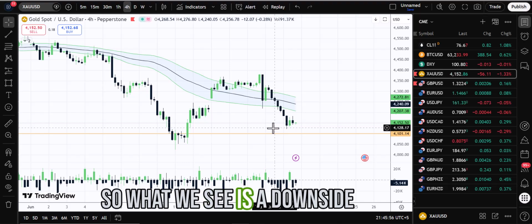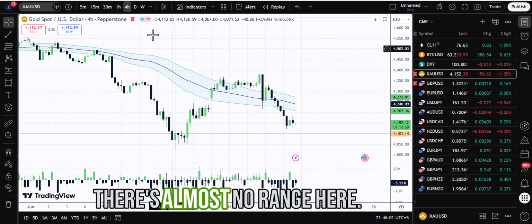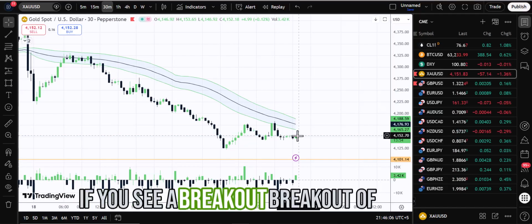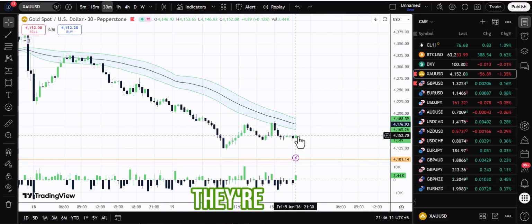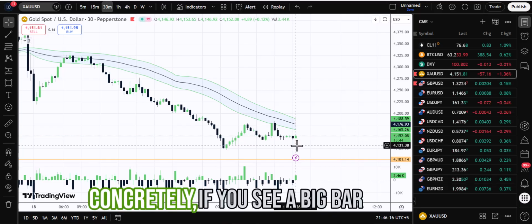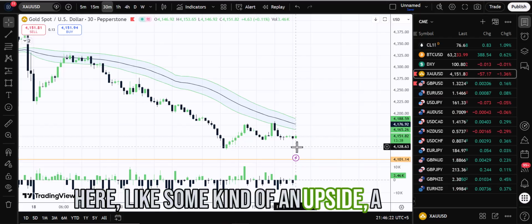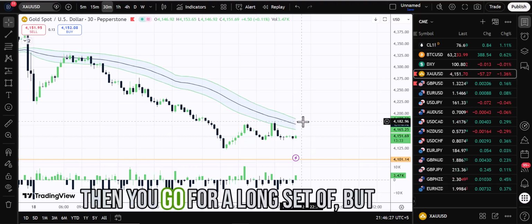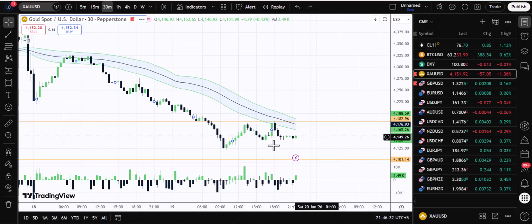So what we see is a downside followed by consolidation in very small bars. There's almost no range here. So here, if you see a breakout of this support at 41.53, you can enter a short setup. Contrarily, if you see a big bar here, like some kind of an upside, a bullish engulfer, or a pin bar with a substantial size, then you go for a long setup. But here all the odds point to the downside.